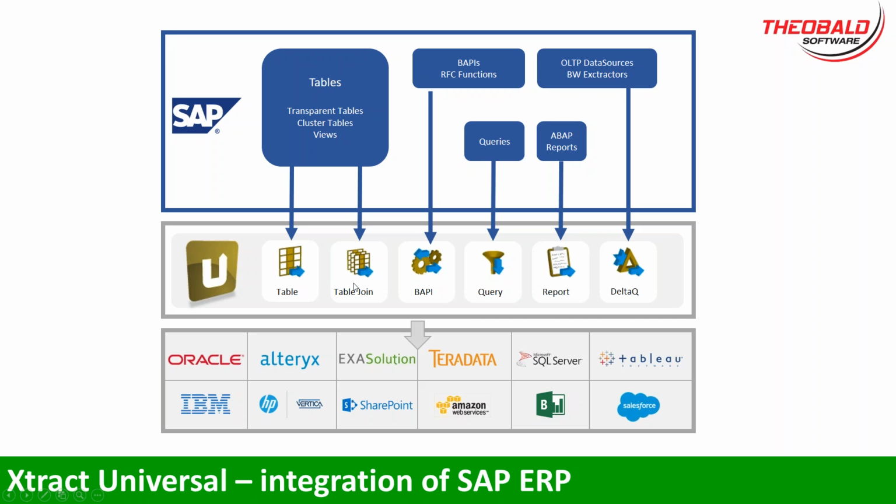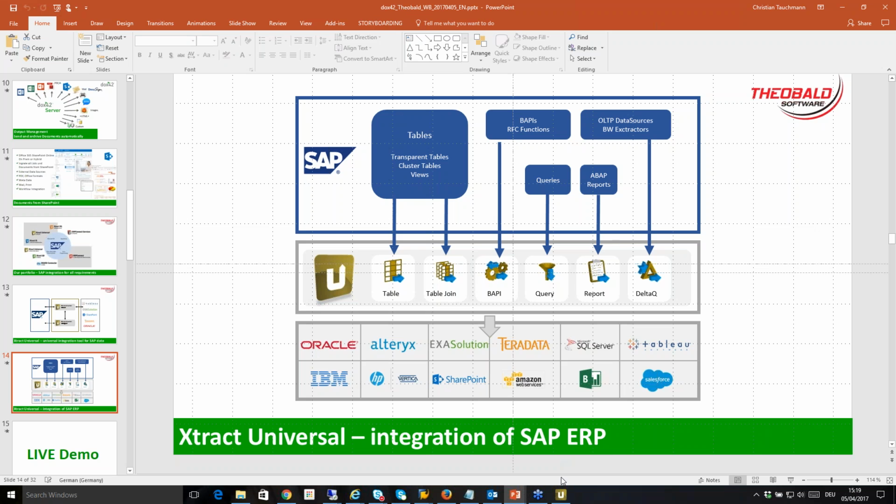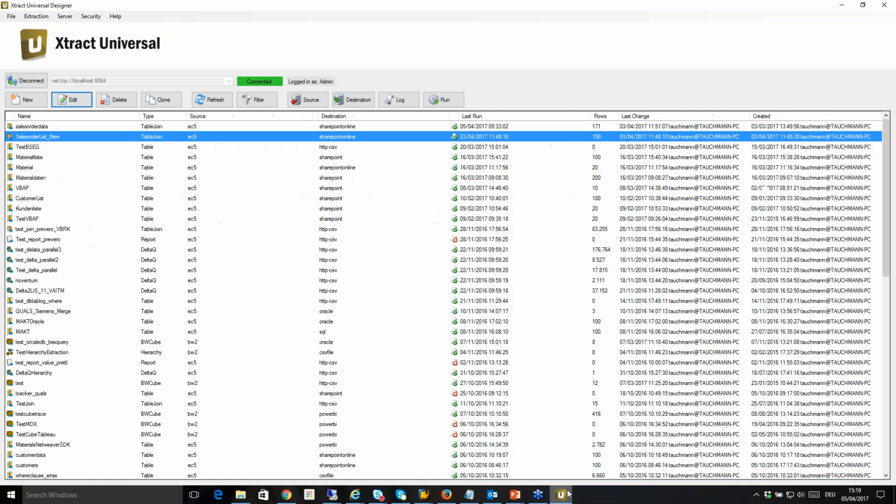Okay, so that was basically the architecture of our software, Extract Universal. I would say let's go straight to the more interesting part of this webinar, the live demo. Let me close my PowerPoint and go to the Extract Universal Designer tool. So what you see here is the Extract Universal Designer, which I told you about before on the architectural slide.